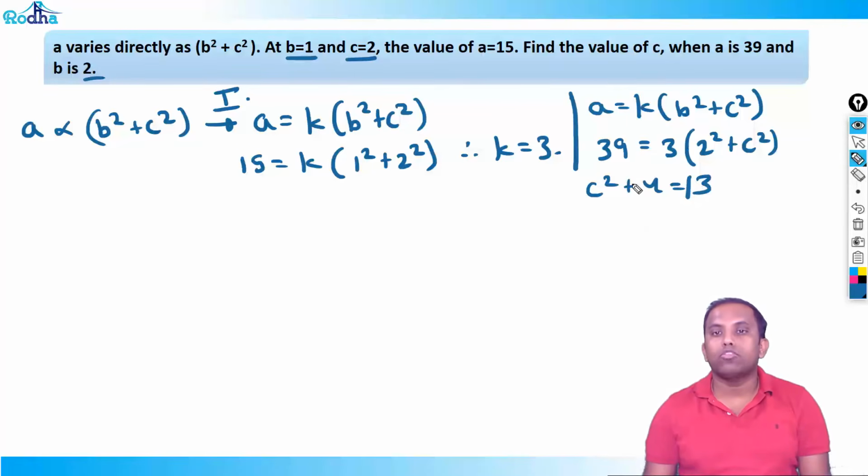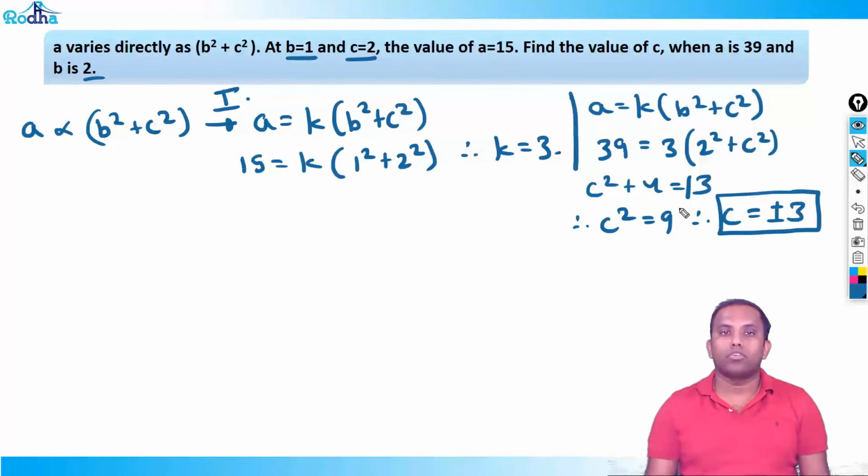Okay, so c square plus 4 equal to 13. Therefore c square is equal to 9. Therefore c is equal to plus minus 3. C is equal to plus minus 3 is the answer for this question, right? This is the first method.